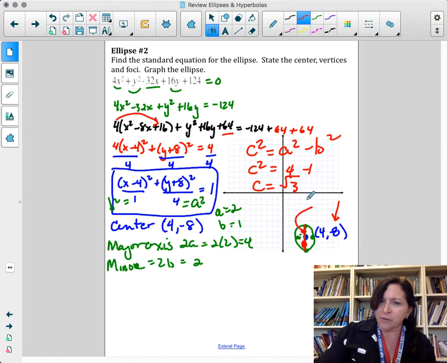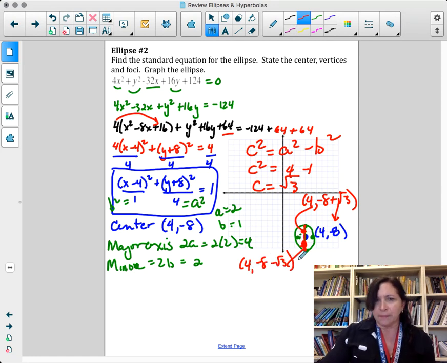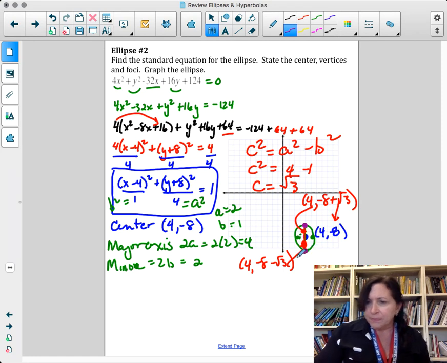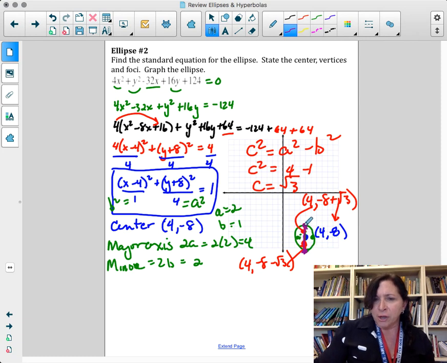In order to label those, you're going to say parenthesis 4, negative 8 plus the square root of 3. And this point right here is going to be 4, negative 8 minus the square root of 3. So now we have all the values for that. And one last thing, when they ask you for the vertices, they are the endpoints right here, which are on the major axis. So make sure that when you're on the major axis, the vertices are on that major axis. Like this point and this point, you would need to label.